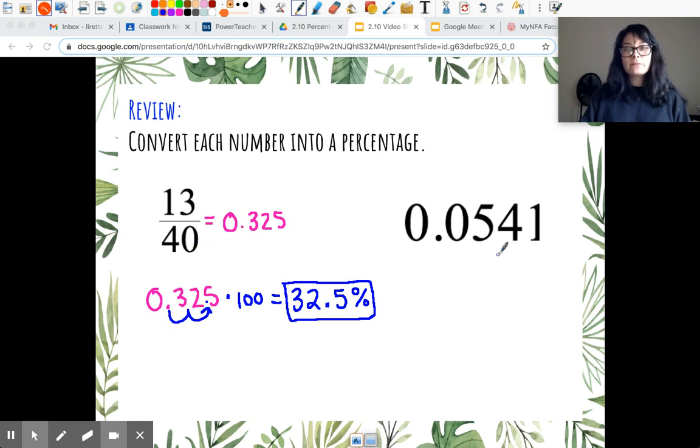And I can do the same thing for this decimal here. I can take this decimal, multiply it by 100. That's the same thing as taking the decimal and moving it 2 places to the right. So 0.0541 is the same thing as 5.41%. So if you understand that to go from a decimal to a percent, we just multiply by 100, then that will clear up part of what we do when we find percent change.